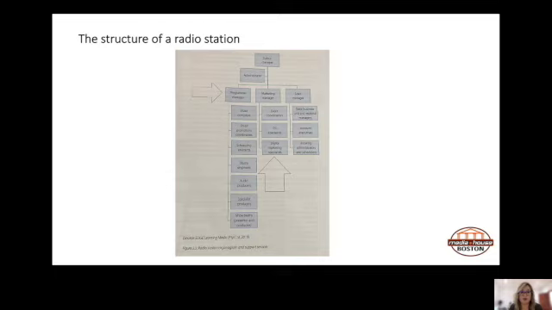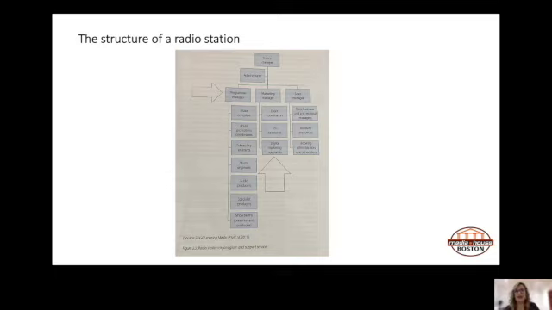Then under the marketing manager, you have event coordinators, the PR specialists, and digital marketing specialists. And then we have the sales manager, and people who report to the sales manager is the sales business unit and the regional managers, account executives, and booking administrators and schedulers. All of these are very important roles, and all of these are needed within a commercial radio station.